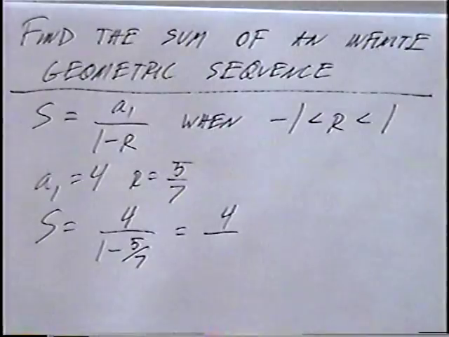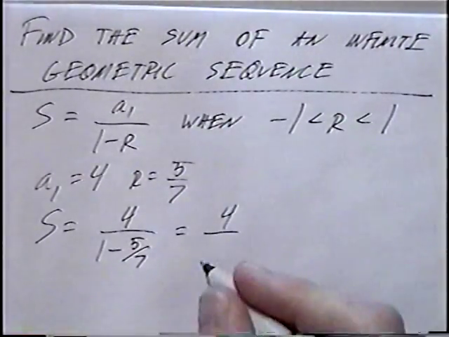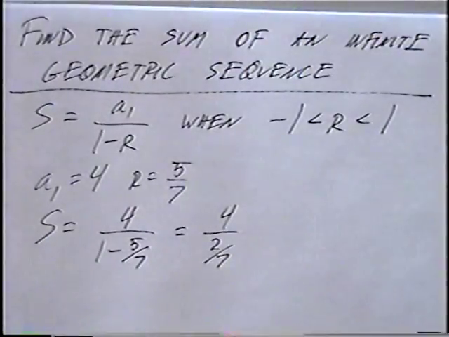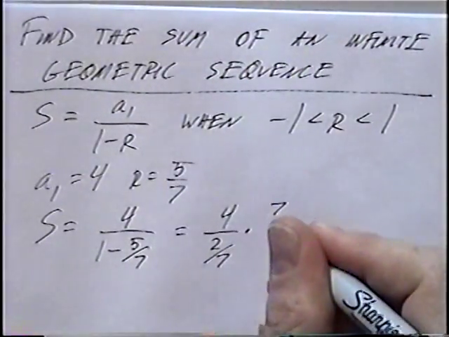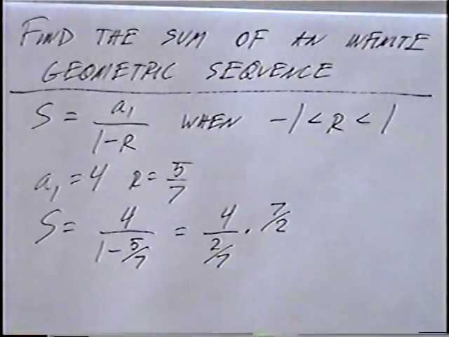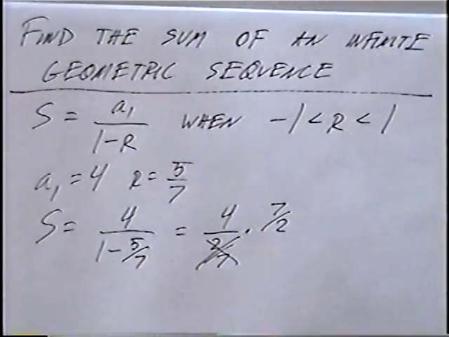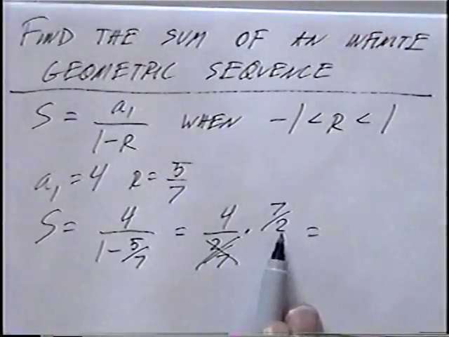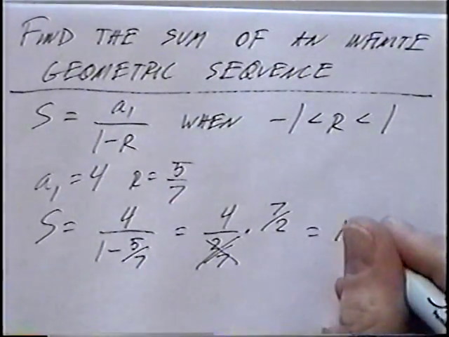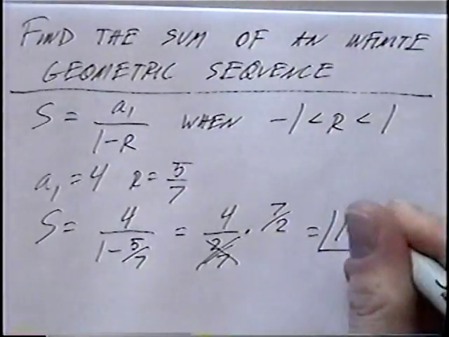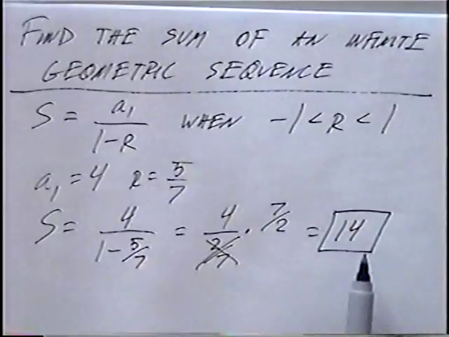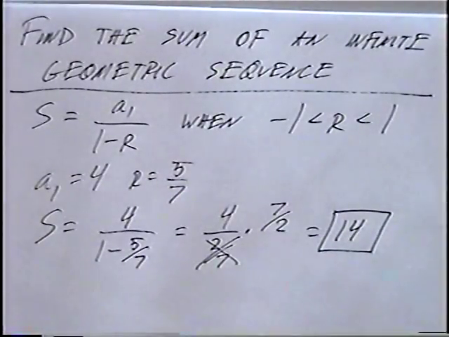which is equal to 4. 1 minus 5/7 would be 2/7. And instead of dividing by 2/7, we can multiply by the reciprocal, 7 over 2. 4 times 7 would be 28, and 28 divided by 2 would be 14. So the sum of all the terms in the infinite geometric sequence is approximately or equal to 14.